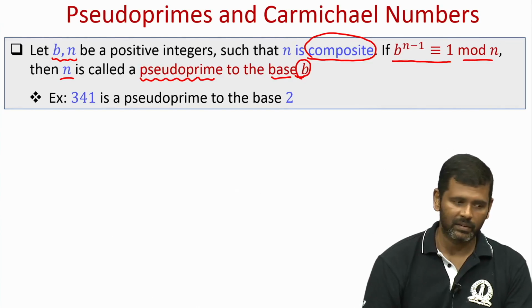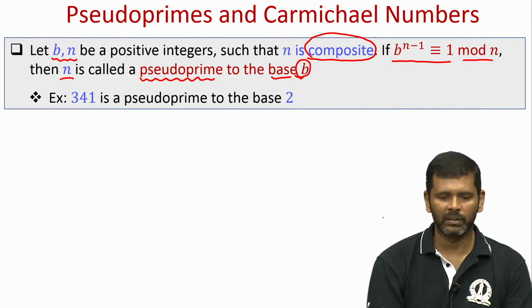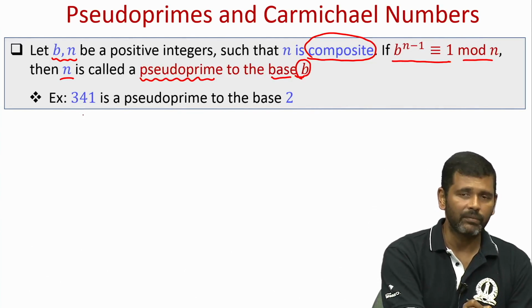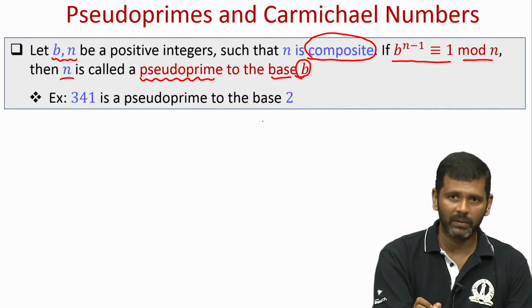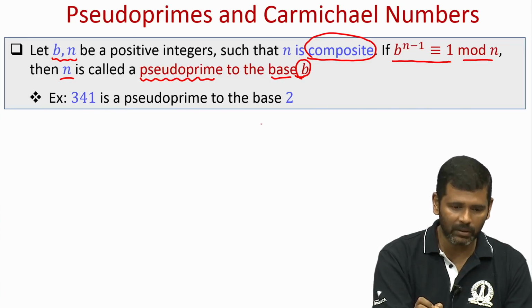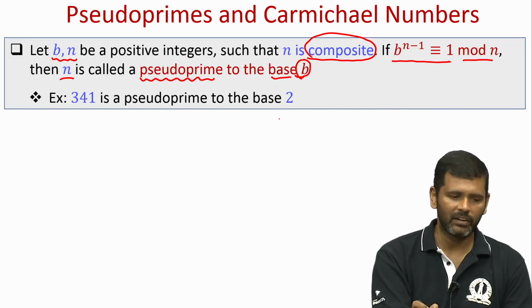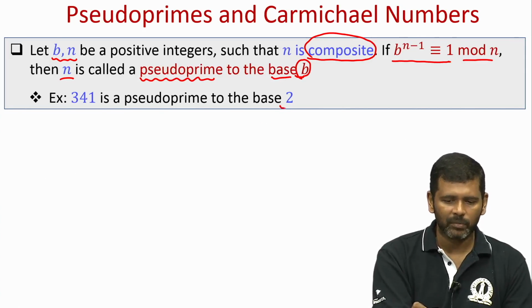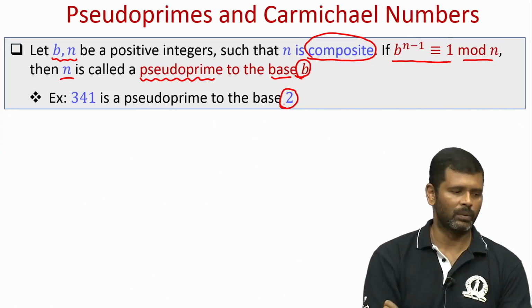So, for instance, the counter example that we just saw in the previous slide shows us that the value n equal to 341 is a pseudo prime, it is a false prime, because it is actually a composite number, but still it satisfies the condition of your Fermat's little theorem with respect to your base b equal to 2.